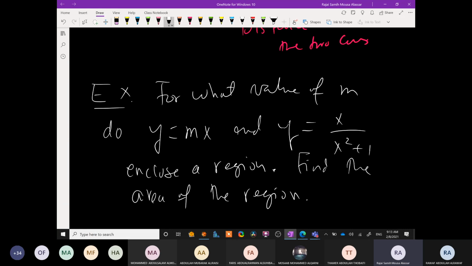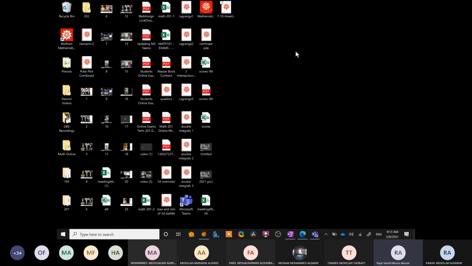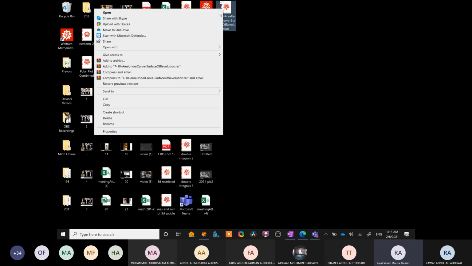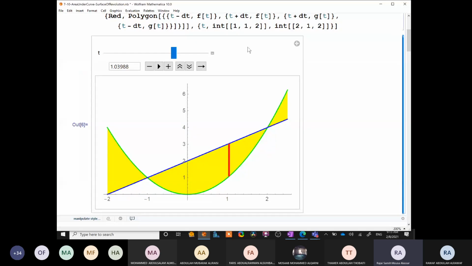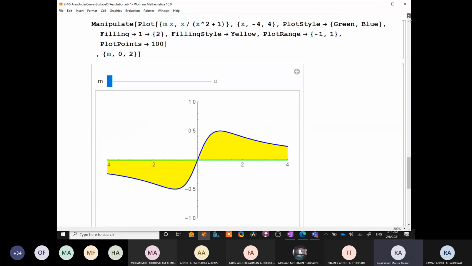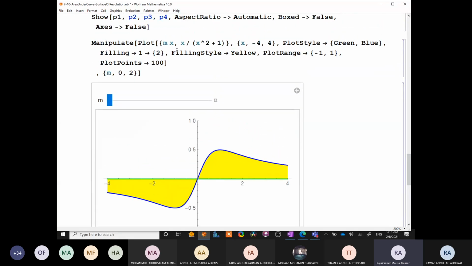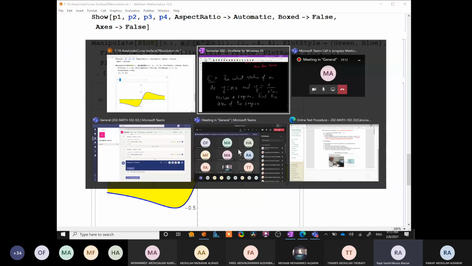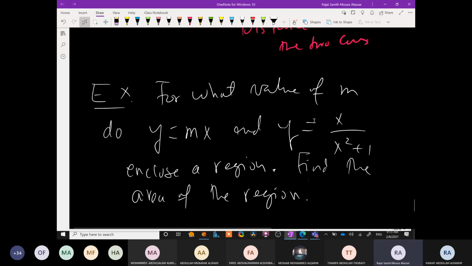Let me show you what we mean by this problem. I made a small animation for you this morning. This is an exercise in the textbook, by the way. Look at this. We have this function which is mx, and this function which is x divided by x squared plus 1. So this is what we've just been talking about.